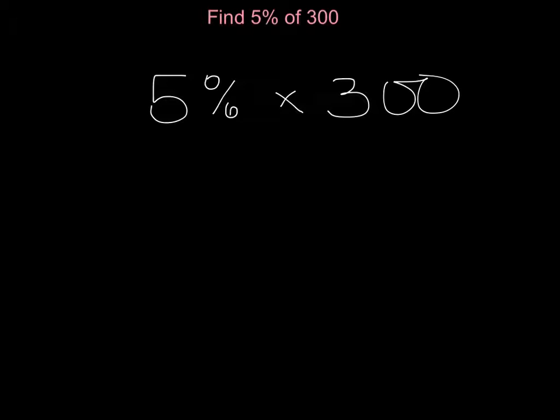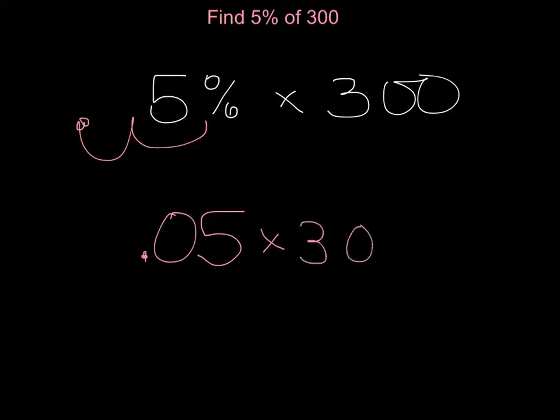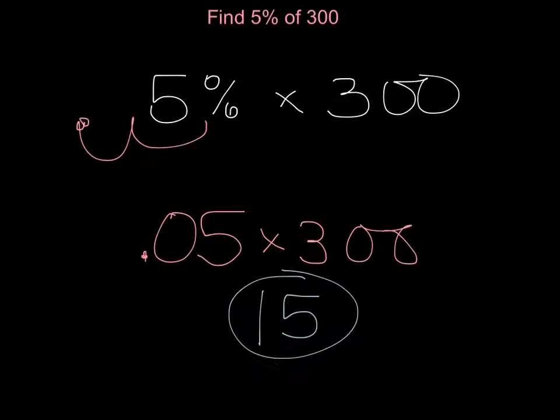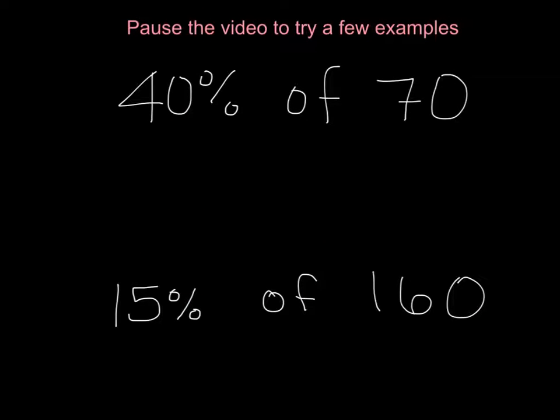You need to move your decimal point 2 places to the left. So we get 0.05 times 300. And when you do that, you get 15. So this means that 15 is 5% of 300. Pause the video to try a few examples below.